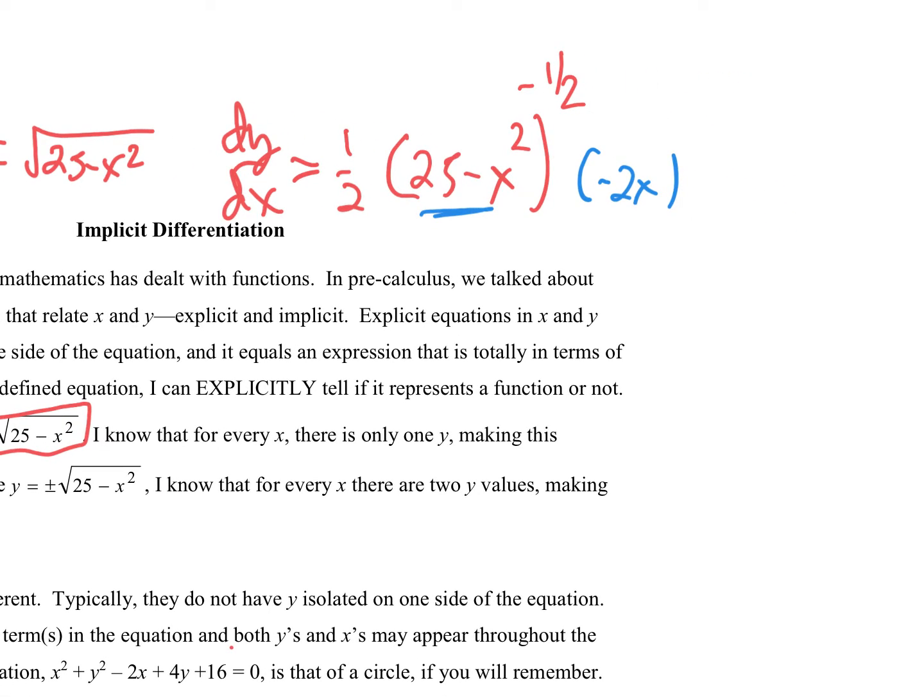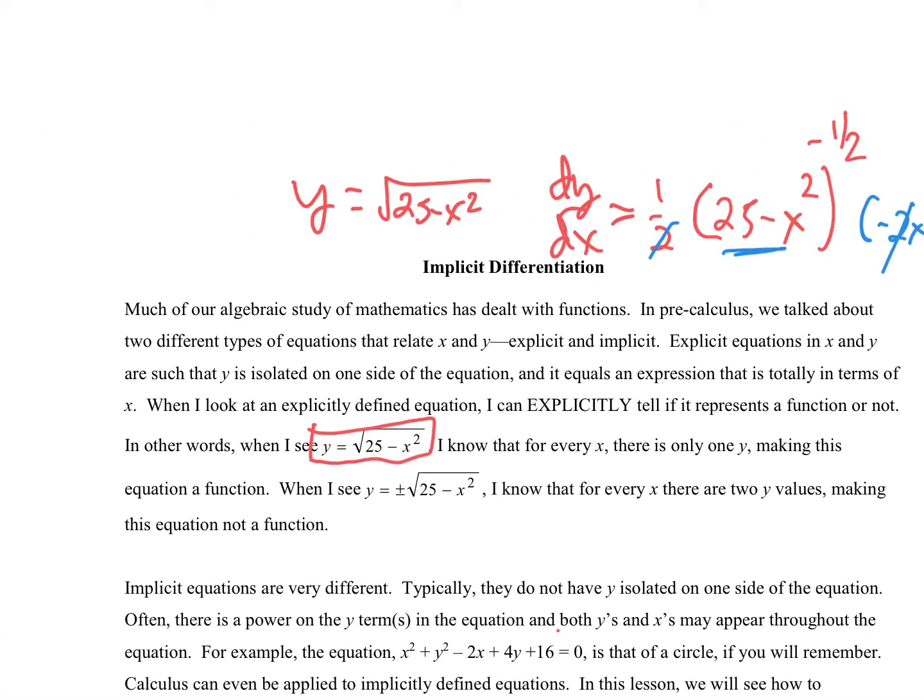We rewrite that as 1 over, that negative 1/2 becomes positive 1/2 downstairs, 25 minus x squared. And there should be still an x on top. So 1 times x just gives me x. And there's a negative. Boom. Because the 2's canceled, but the negative x stayed there.